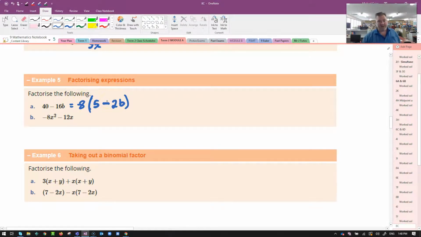So that's a factorized expression. It's the opposite of expanding that we've been doing. Second case here, oh, they've both got a negative. It's always a good idea if they're both negative to take that negative 1 out as a common factor.